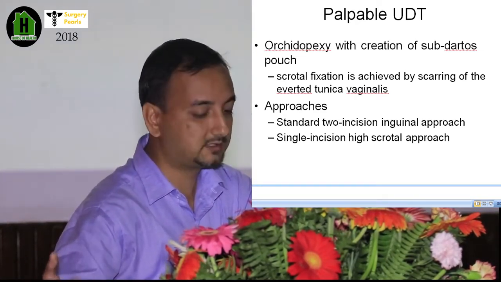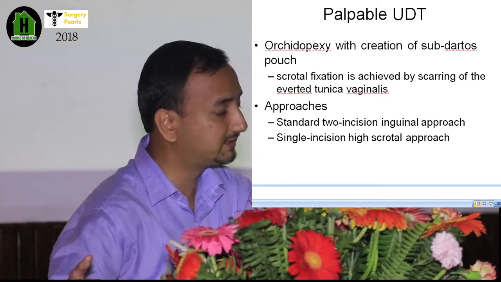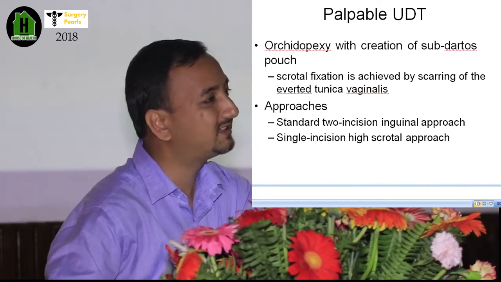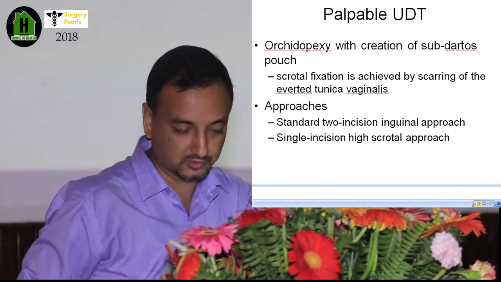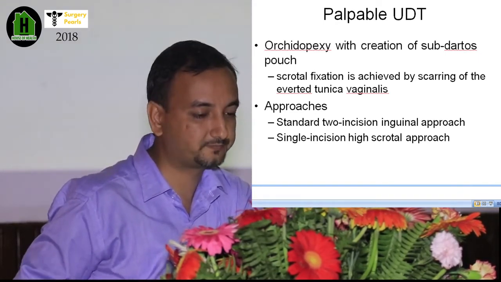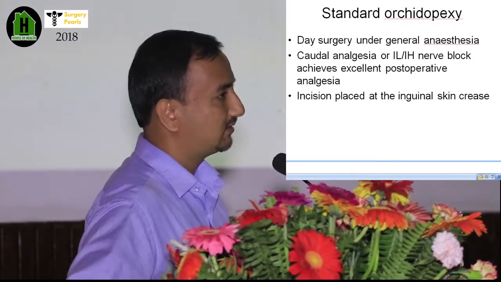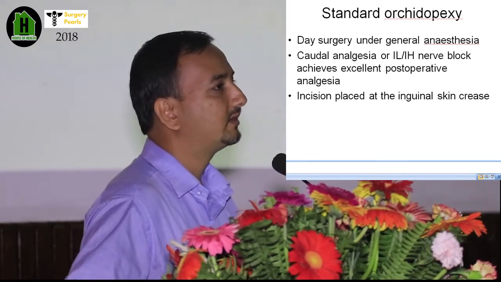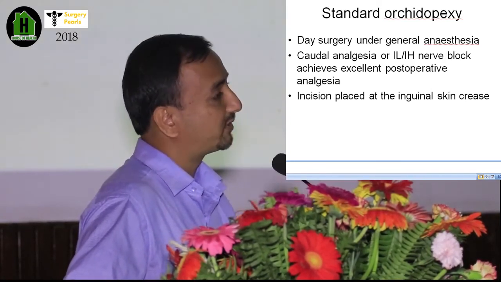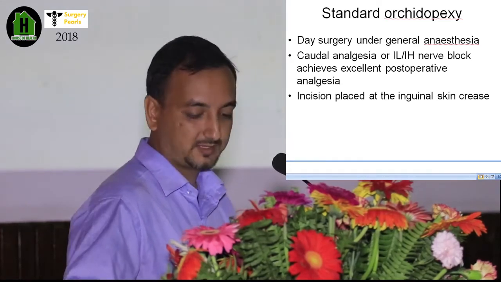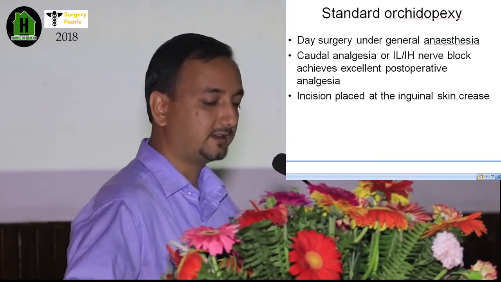So there are two approaches. The standard approach is a 2-incision inguinal approach: one is the inguinal incision and the other is a scrotal incision. The other is a single incision high scrotal approach. Both have their own advocates. Talking about the standard orchidopexy, it's a day surgery under general anesthesia and caudal analgesia or an ilioinguinal iliohypogastric nerve block. It provides excellent post-operative analgesia, and the incision is placed at the lower inguinal skin crease.